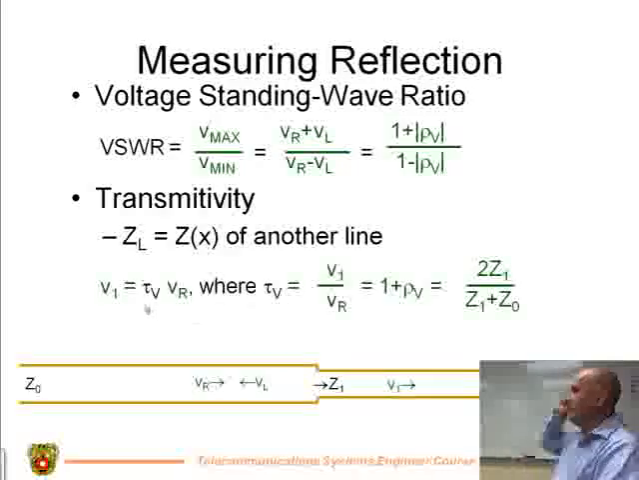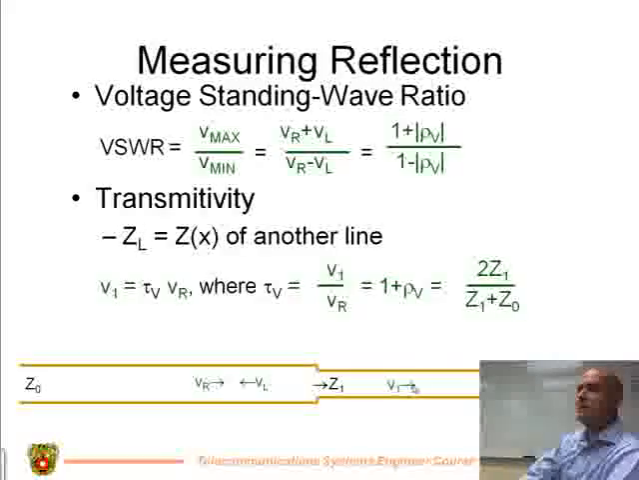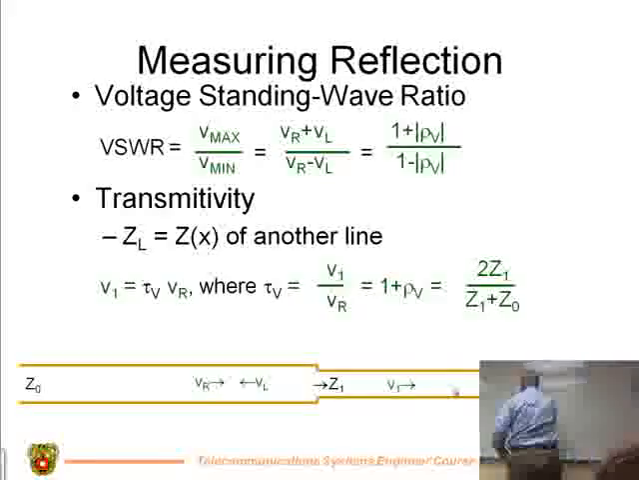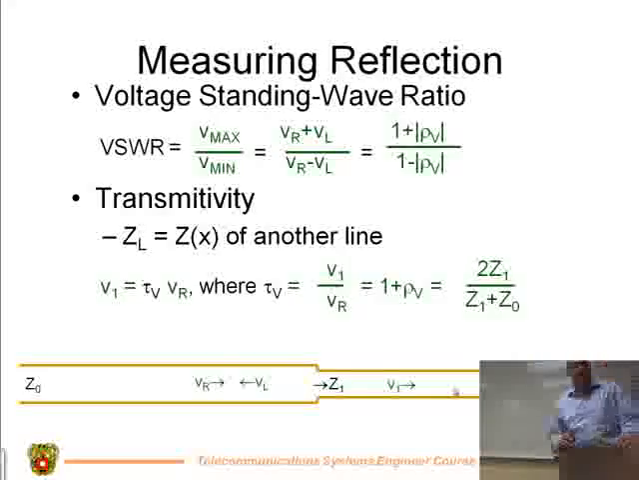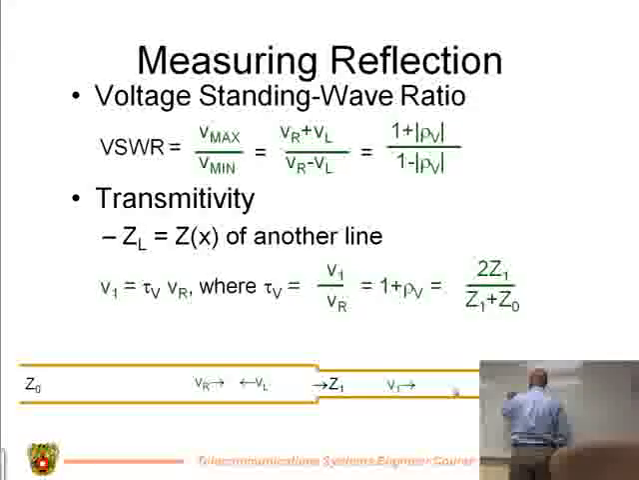So we can figure out that V1 equals tau V times VR, where tau V is 1 plus rho V, or in other words 2Z1 over Z1 plus Z naught, where Z1 is the characteristic impedance of this other line. So if we did take a 75 ohm antenna and untwist the leads and hook it to a 300 ohm wire, how much voltage would we get through there?